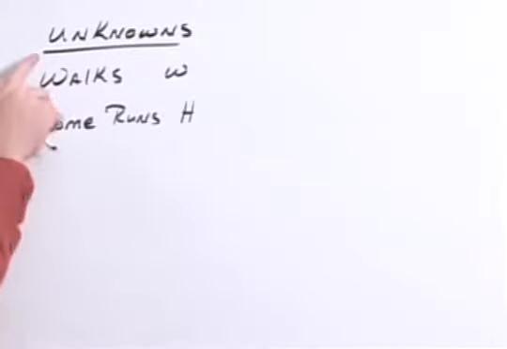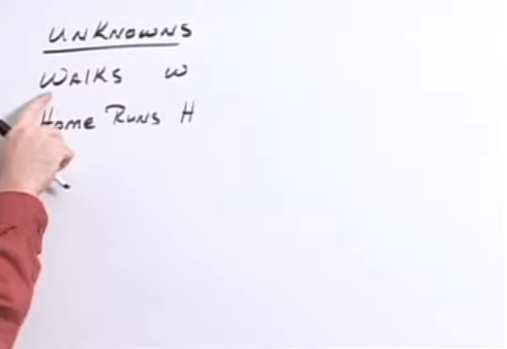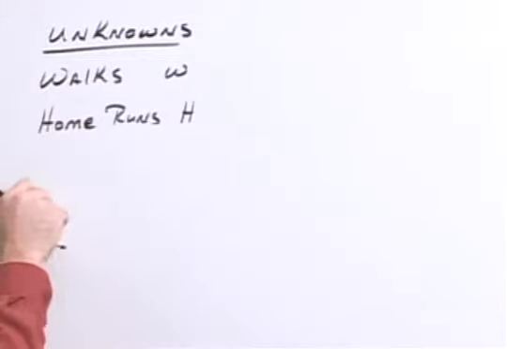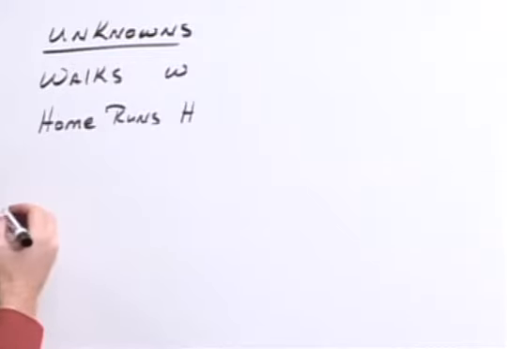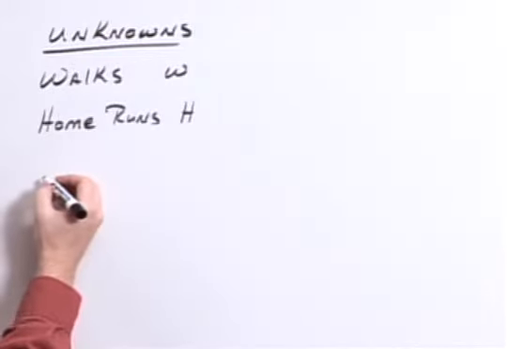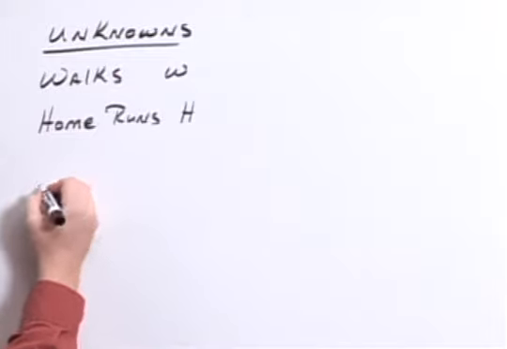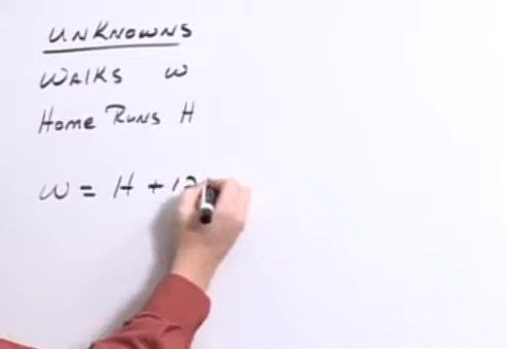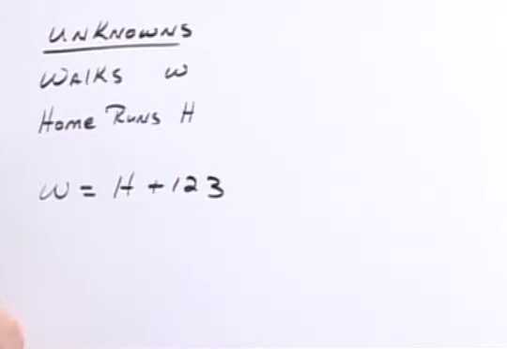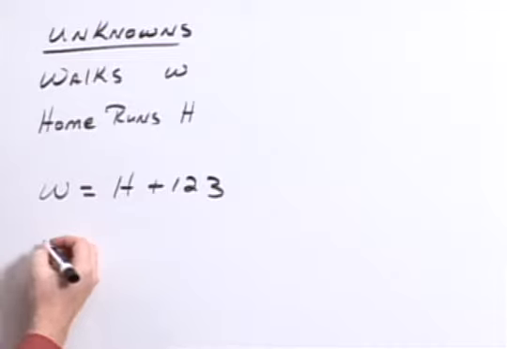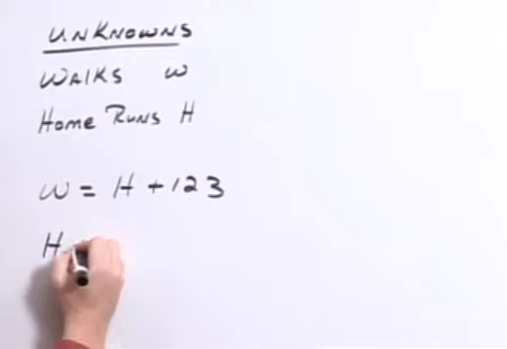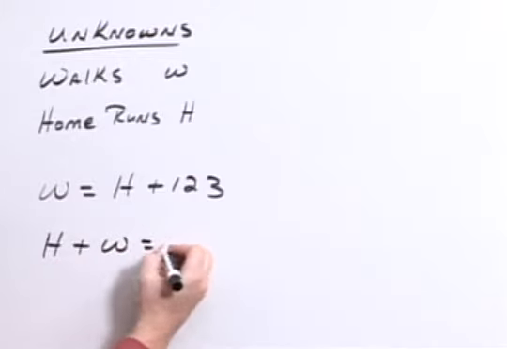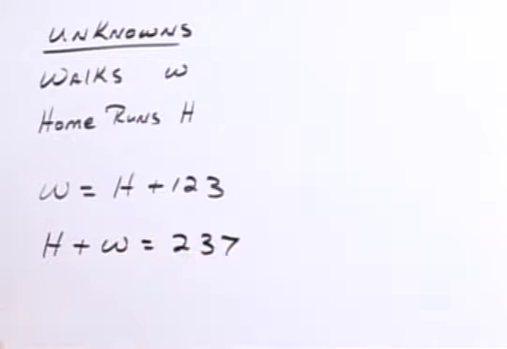From this problem, we have two unknowns that we can come up with. Walks, which we'll identify as W, and home runs, which we can call H. From that first sentence, we know that he had 123 more walks than he had home runs. So we'll say the number of walks could equal H plus 123, the number of home runs plus 123. From that second sentence, we also know that if I added the number of home runs plus the number of walks, we get 237.